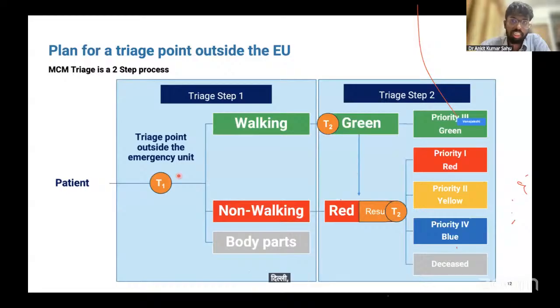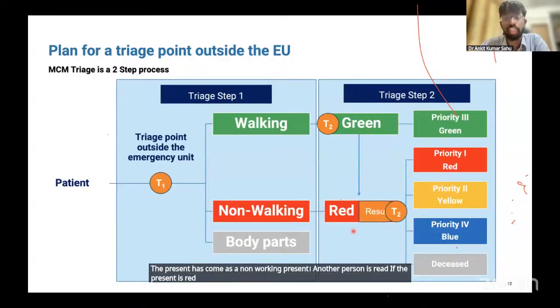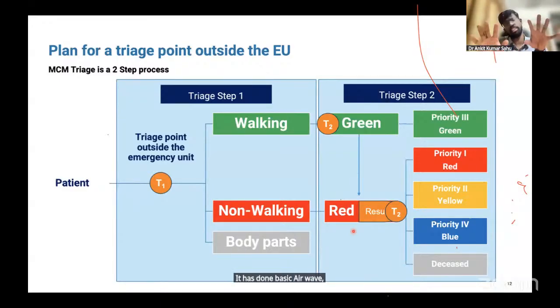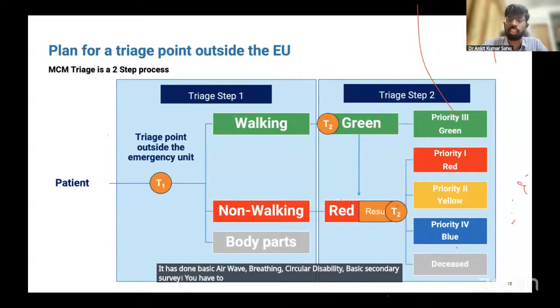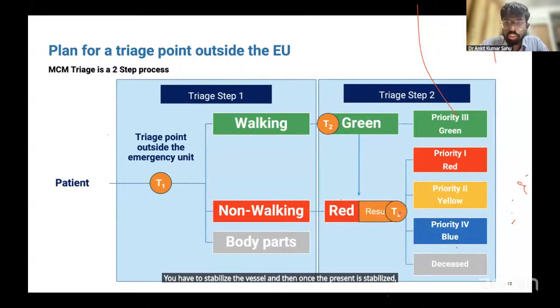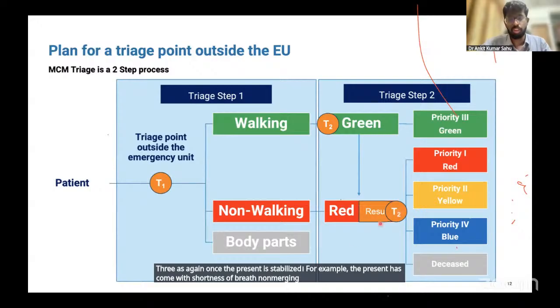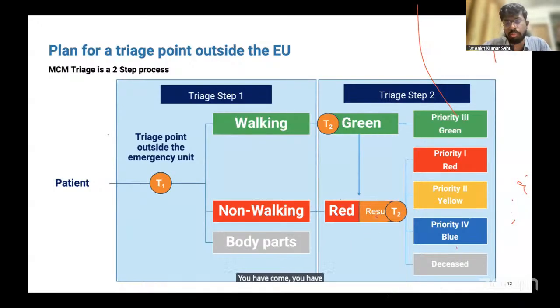Just see here, there is a triage 1 again, outside the emergency department. The patient has come as a non-walking patient. Now the patient is red. If the patient is red, the patient should get all the resuscitation done: basic airway, breathing, circulation, disability, basic secondary survey. You have to stabilize the patient, and then once the patient is stabilized, you do the step 2 triage. For example, the patient has come with shortness of breath, non-walking. The patient is hypoxic. You have taken the patient to the resus bay. Now, obviously, the patient is red.